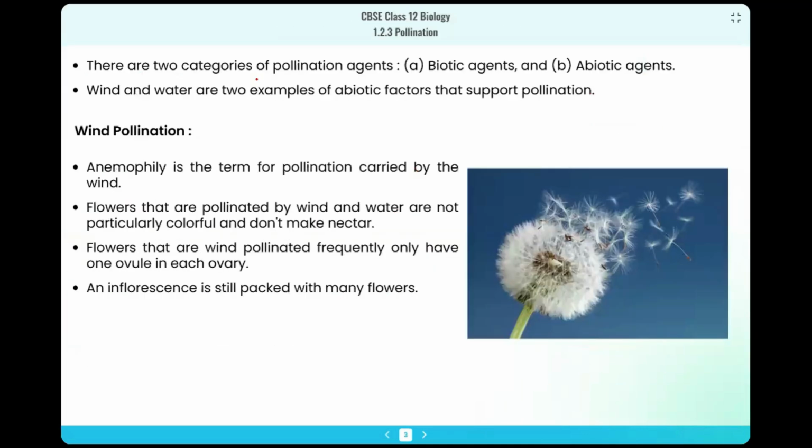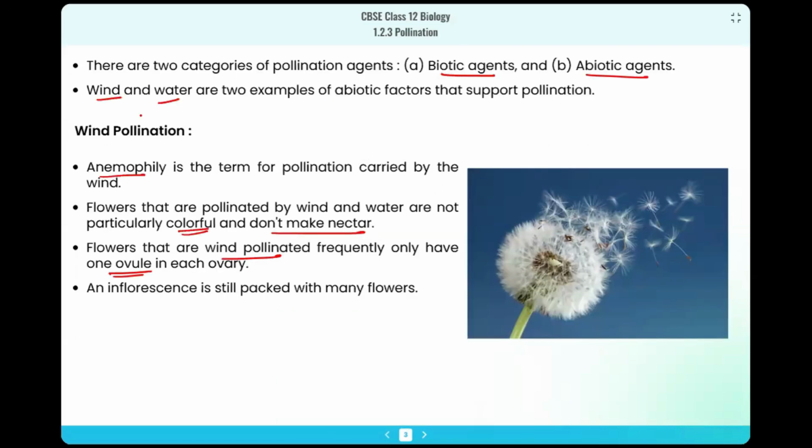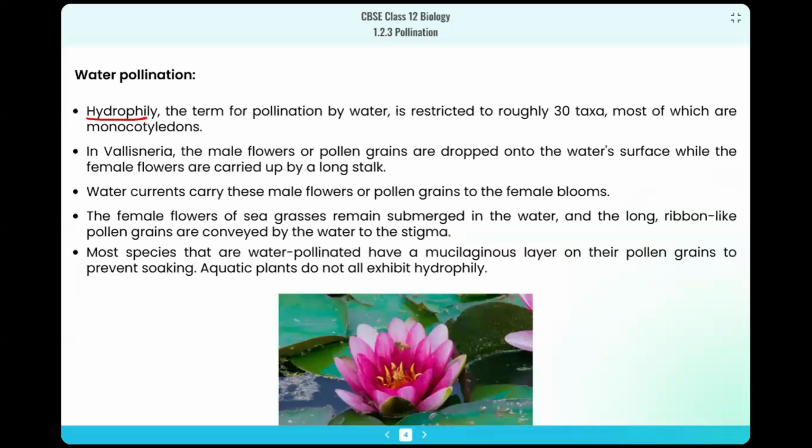Now, there are two categories of pollination agents, that is biotic agents as well as abiotic agents. Now, coming to the abiotic factors, it includes the wind and water. Now, coming to wind pollination, anemophily is the term for the pollination carried by the wind. And flowers that are pollinated by the wind and water are not particularly colorful and don't make nectar. Flowers that are wind pollinated frequently have only one ovule in each ovary, and the inflorescence is packed with many flowers. Now, moving to water pollination, that is known as hydrophily. So, wind pollination is anemophily, and water pollination is hydrophily.